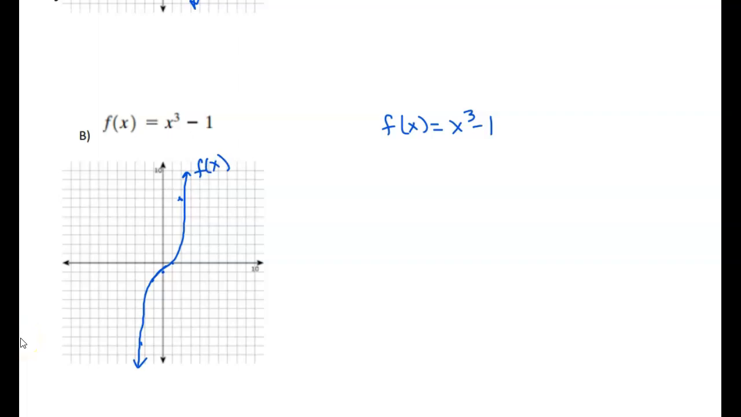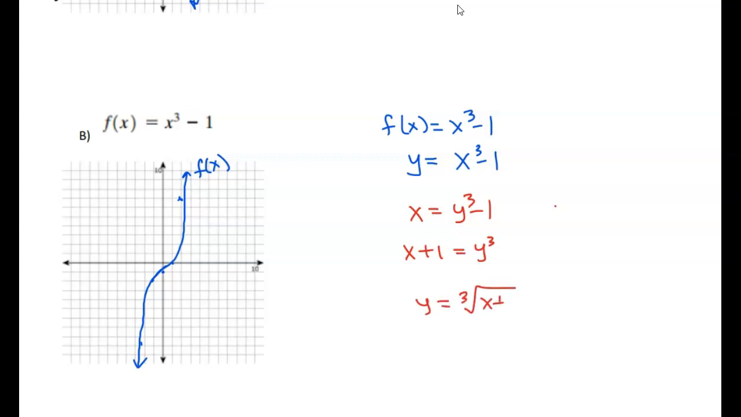Alright, you can see that it's a one-to-one function, so we can find the inverse. We write y is x cubed minus 1. We switch the x's and the y's. So x equals y cubed minus 1. And then we get y by itself. So x plus 1 equals y cubed. And y is going to be the cube root of x plus 1. Alright, so you can graph this outright, or you can use the graph of f of x to graph it by sort of switching the x and y values.